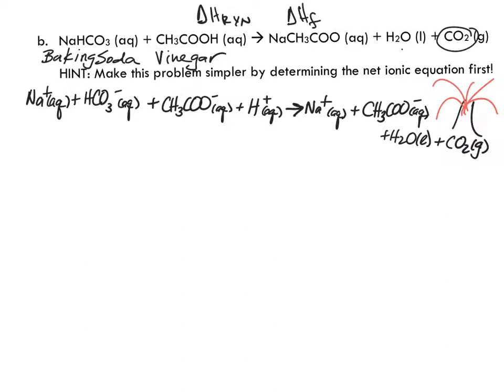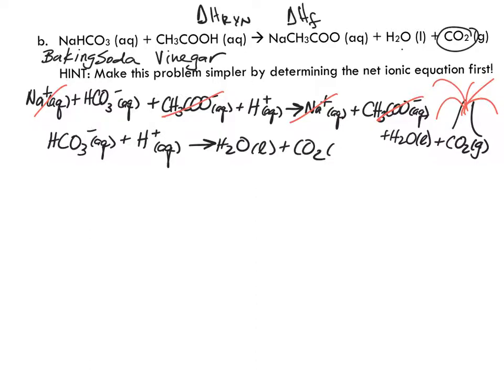It stays together. All right, so our spectator ions then are the sodium ion, which is on both sides, and the acetate ion, which is on both sides. That leaves our net ionic equation, which is the bicarbonate ion reacting with H plus ion to make water and carbon dioxide.